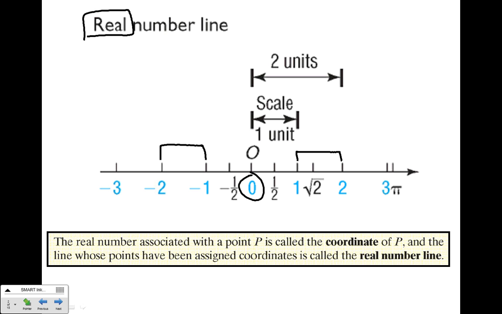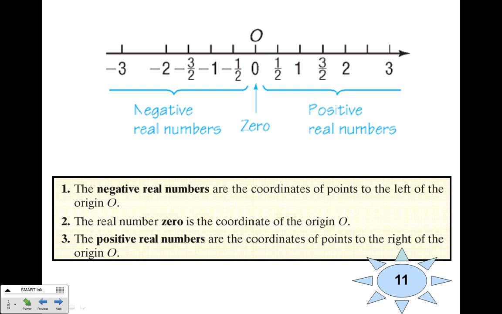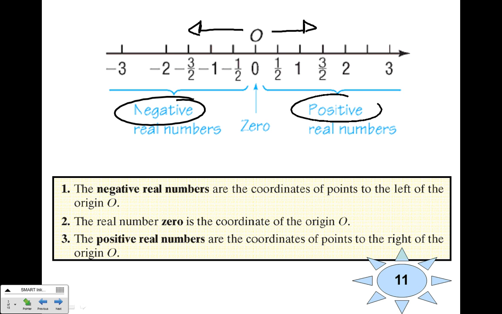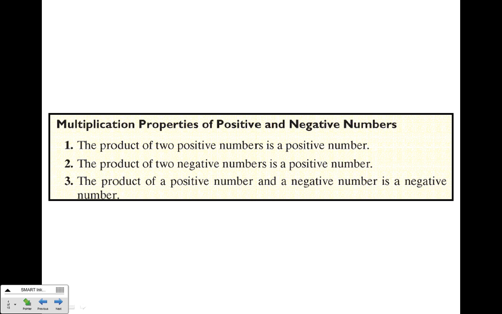Okay, so we do have coordinates on here. Coordinate P would talk about a specific point on the number line. All right, and so again, we're going to the left of the 0, we get into negatives. We go to the right of the 0, we get into positives. And when we say the word origin, we're talking about the number 0. Okay? And that's about it for the number line.